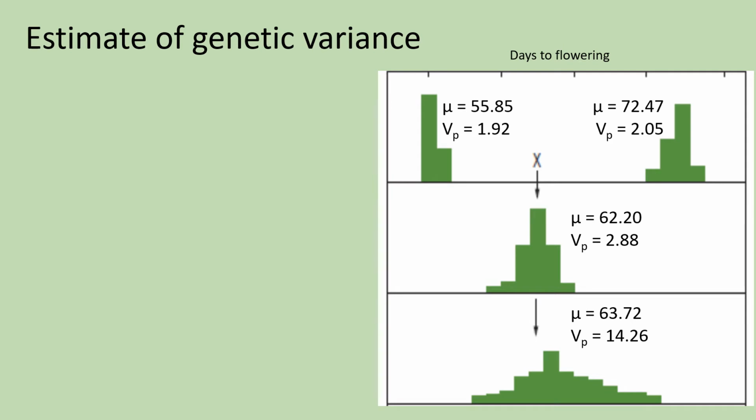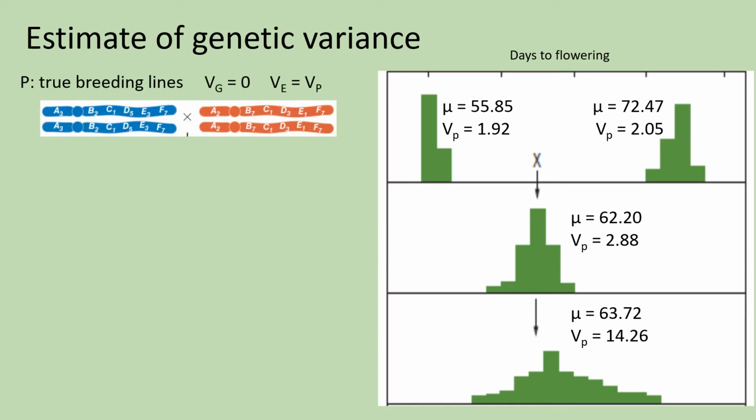The middle line is the timing of the F1 offspring resulting from the cross of the two purebred lines, and the bottom line is the flowering timing of the F2 offspring resulting from the reproduction of F1 with themselves. For each population of parental lines, F1 and F2 hybrids, we have the estimates of their mean and phenotypic variance.